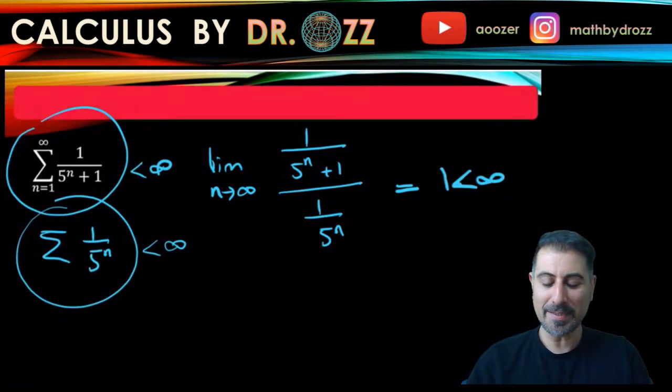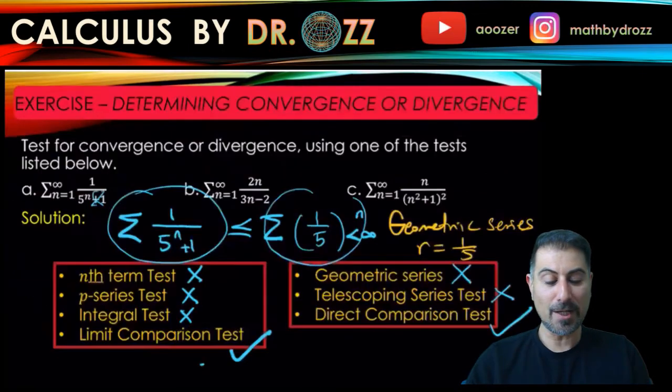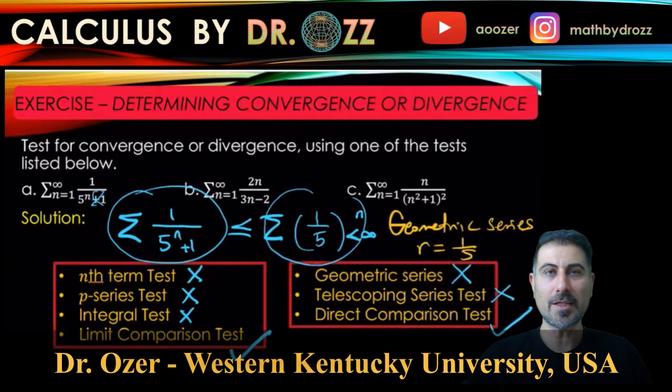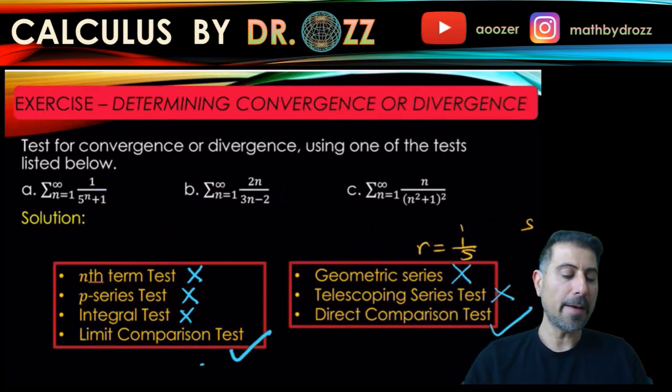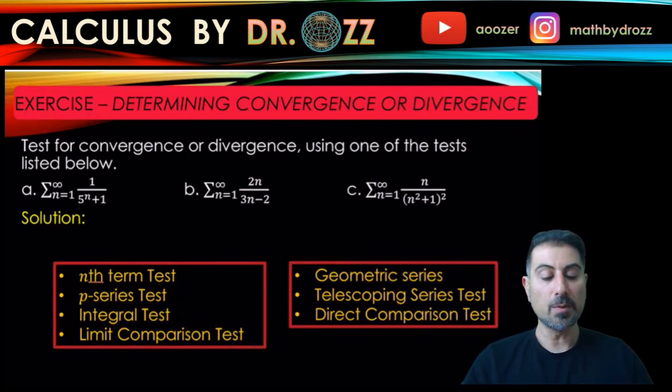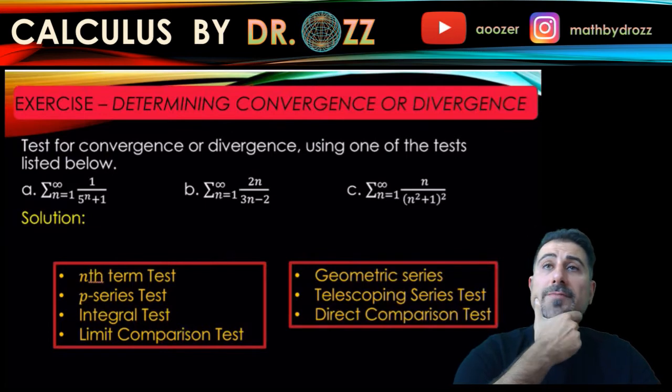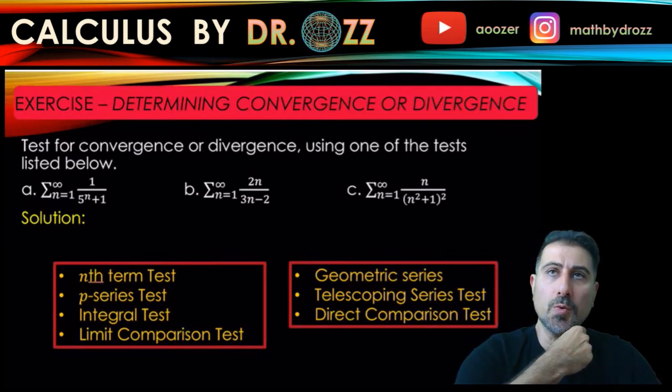So let's look at part B. Well, I'm not going to apply all tests in part B, but I'll try to pick the best test applicable for the given series. So why don't you stare at part B and see what we can apply. Okay, so you have 2n over 3n minus 2.